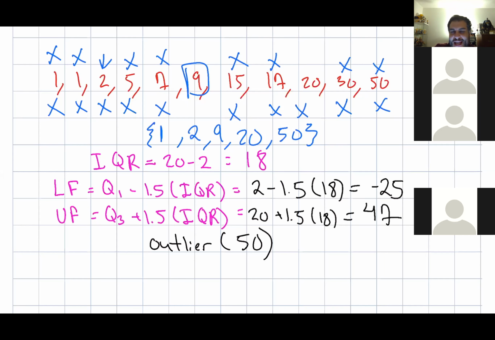But if it doesn't mention anything about doing it by hand, you can just assume that you can do it with the calculator. And yes, the 1.5 is part of the formula, because if you look at the lower fence and the upper fence, it's just a constant number that they chose. So yes, it's part of the formula.